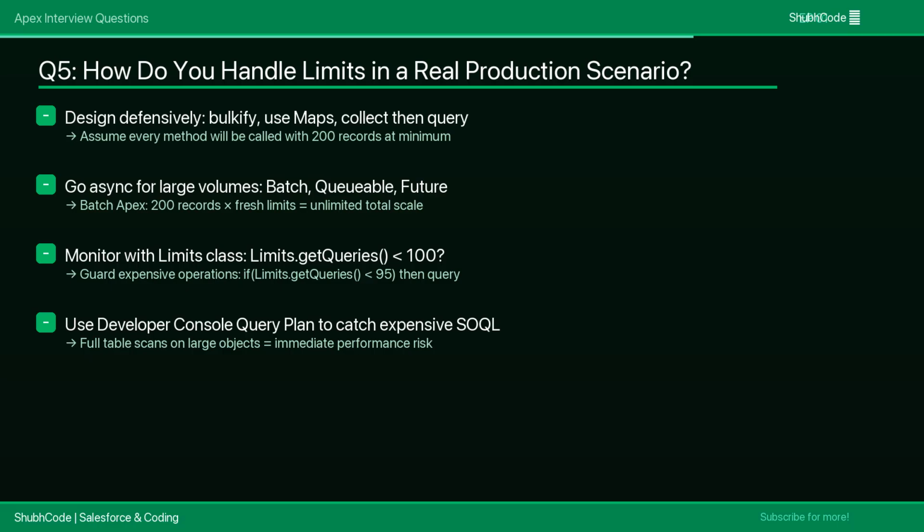Second, use asynchronous Apex for large datasets. Batch Apex processes 200 records at a time in separate transactions, each with fresh governor limits. Queueable Apex chains jobs with inter-job communication. Future methods offload single expensive operations to a separate async transaction. Third, monitor proactively. Use the Developer Console Query Plan tool. Set up limit monitoring in your CI pipeline, and log Limits.getQueries and Limits.getDmlStatements to your monitoring tool at transaction boundaries.